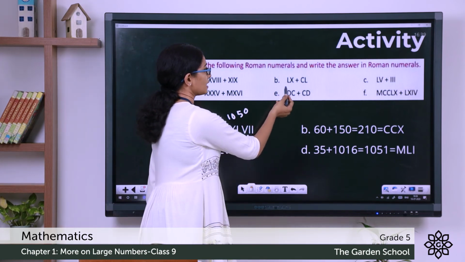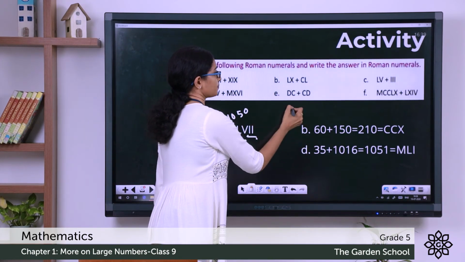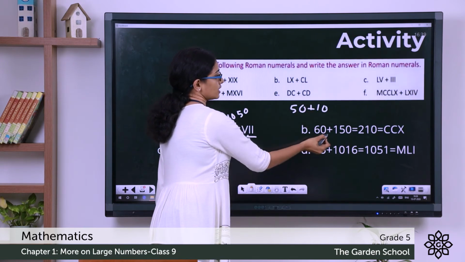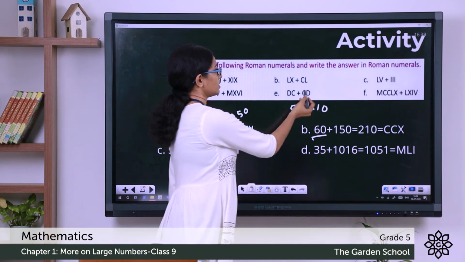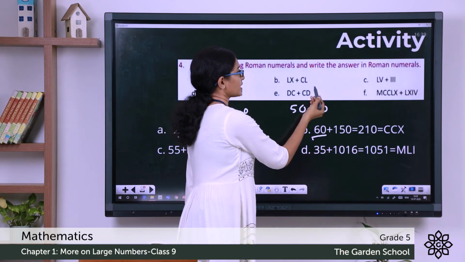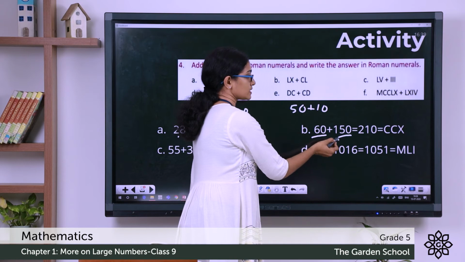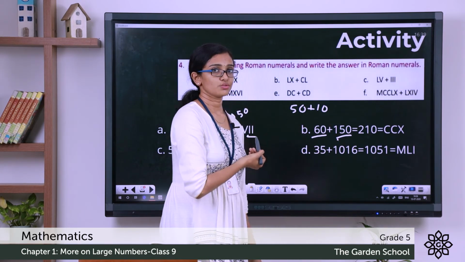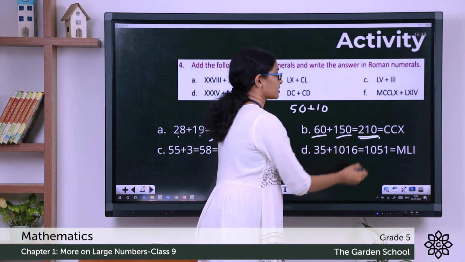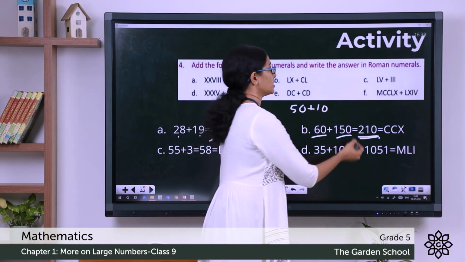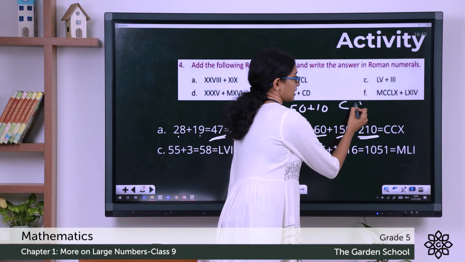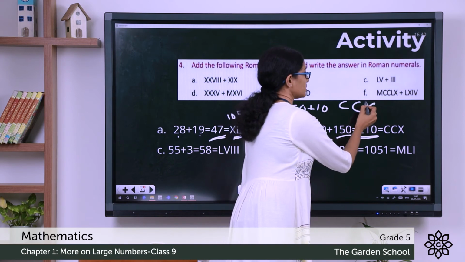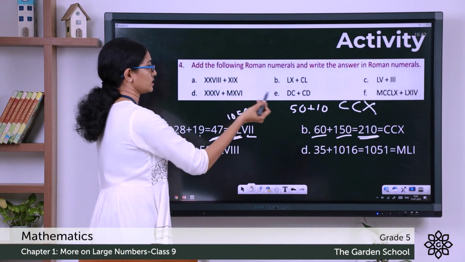The second question, LX. L is for 50 and X is for 10. So 50 plus 10, the value is 60. Now C and L. C is 100 and L is 50. So 100 plus 50, you have 150. Then adding these two numbers will give you 210. 200 is 100 plus 100, which is C and C. Then we have an X to represent 10. So the answer is CCX.